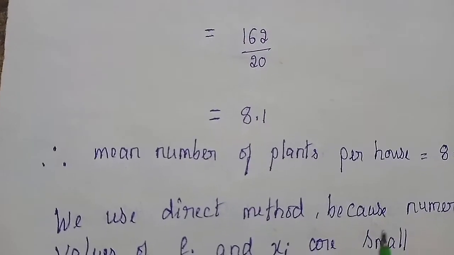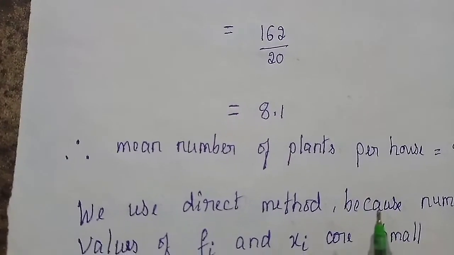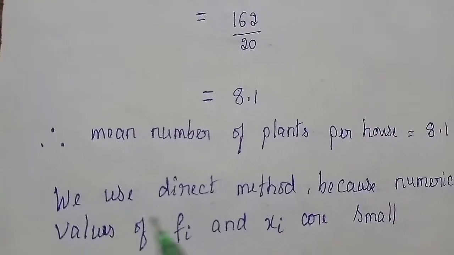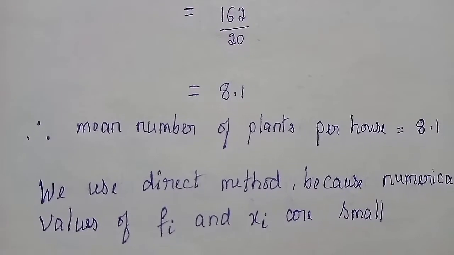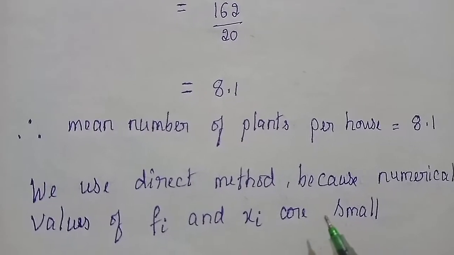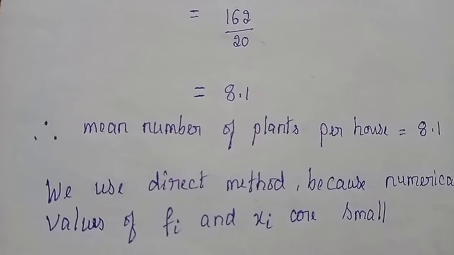And he asked in the question which method did we use. What method did we use? We used the direct method. What is the reason? Because the numerical values of fi and xi are too small. So we use the direct method.